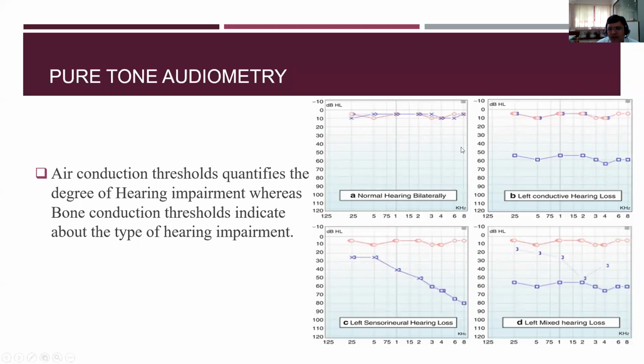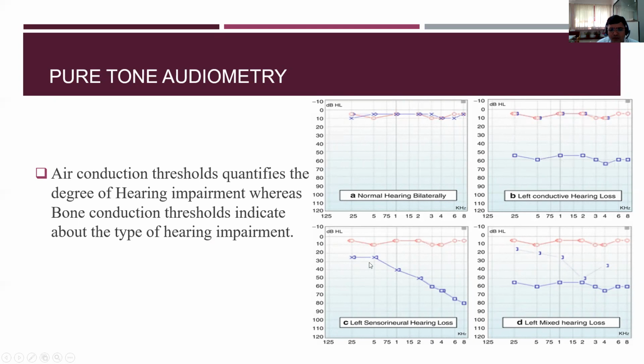As reflected here, you can see these four boxes A, B, C, D reflecting the air conduction thresholds and bone conduction thresholds, which are represented with different colors and different symbols. These symbols and colors are specific to ear and modality. The first one represents normal hearing sensitivity, where the x-axis has frequencies represented in kilohertz and the y-axis has intensity represented in decibels, whereas the second one is a typical example of conductive hearing loss, where bone conduction is not affected, whereas air conduction is affected.